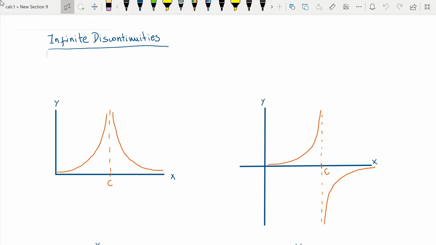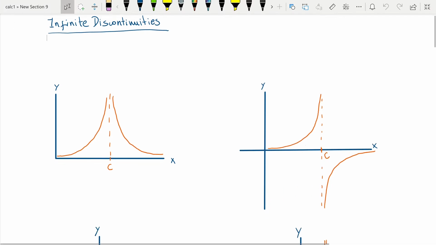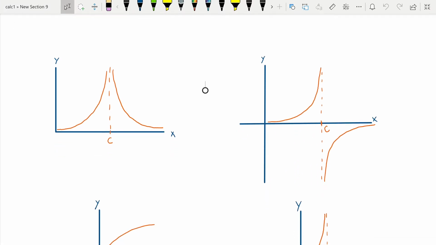In turn, infinite discontinuities happen when one or both of the one-sided limits are infinite, even if f(x) is not defined at x equals c. So that's completely irrelevant for the classification of this type of discontinuity. It may happen, like in the first drawing here, that on both sides of c you don't have a limit, so f is not approaching anything, but rather it's increasing without bound to the left of c and the right of c, so that the limit is formally plus infinity on both sides.